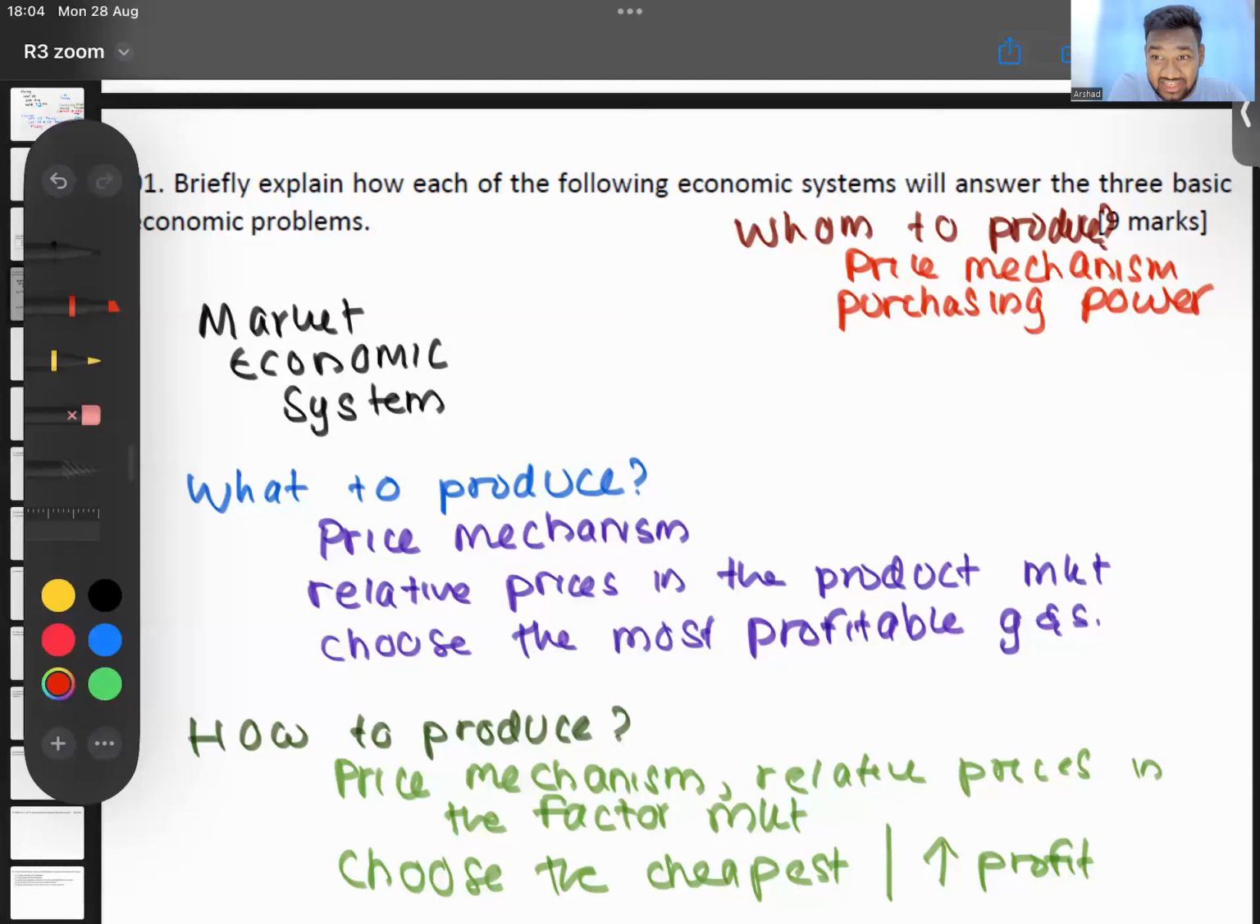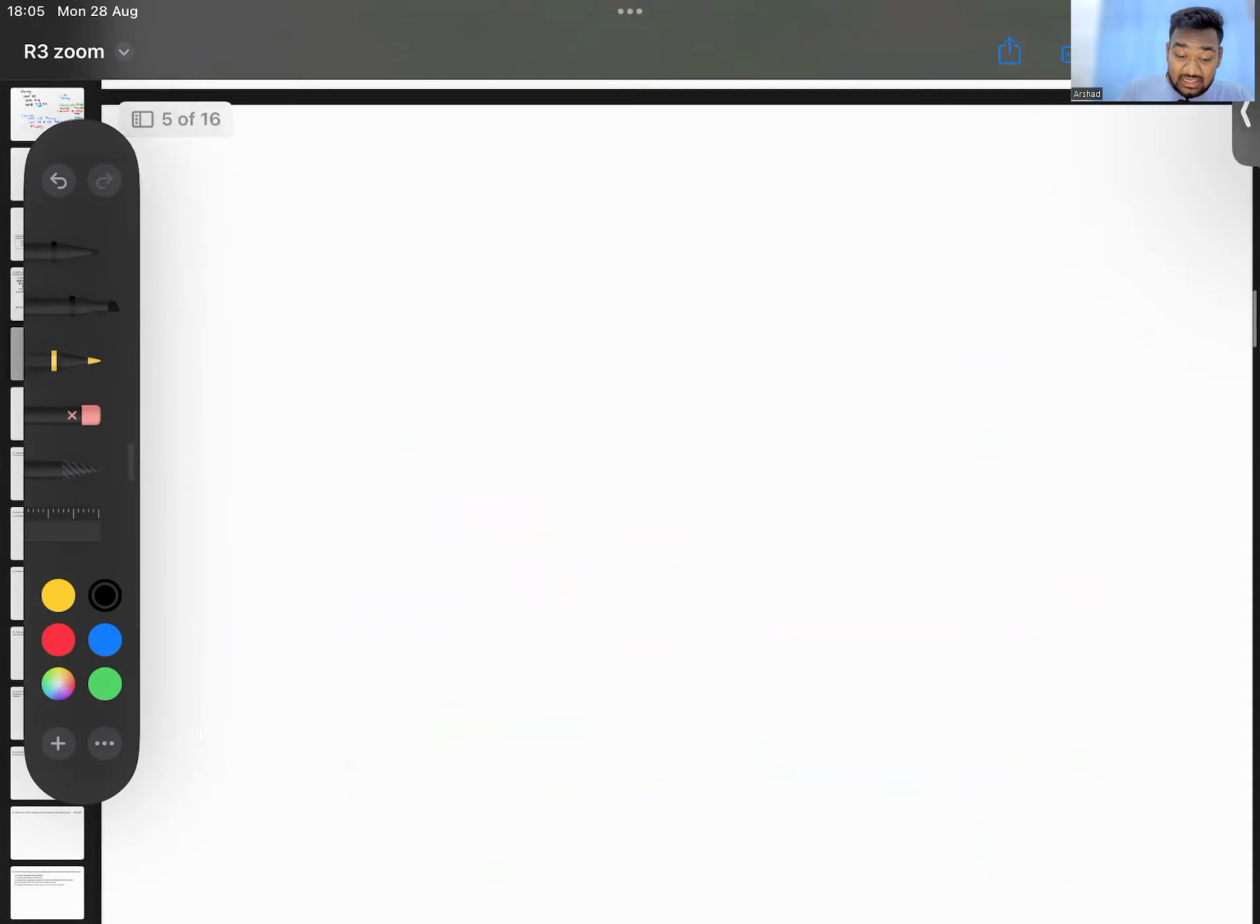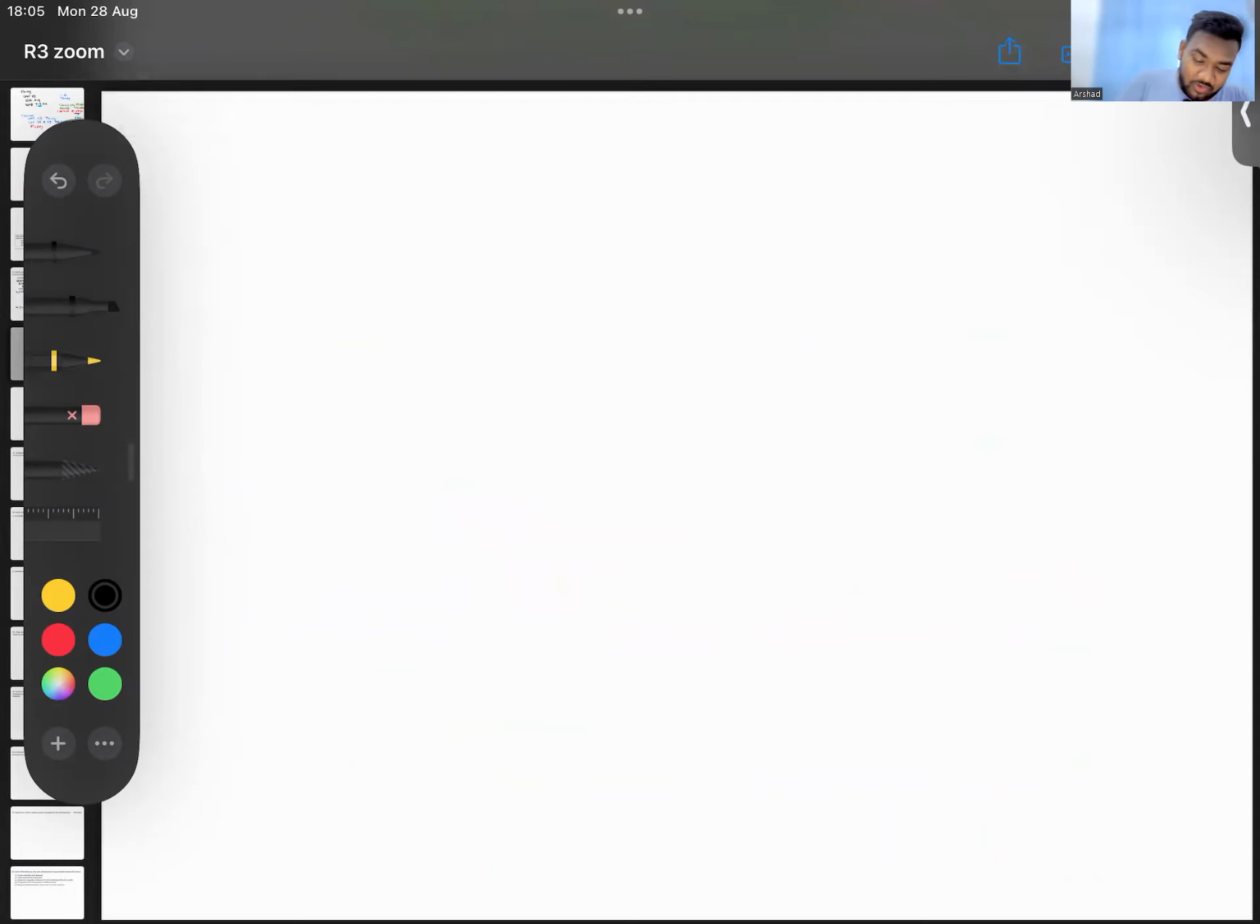Please practice writing. It's a very important question that you get. Okay. This is a market economic system. Any questions, guys, on this market economy? Are you all okay? Fine. Okay. Then let's move to the second one: a command economic system, or we call this a planned economic system.